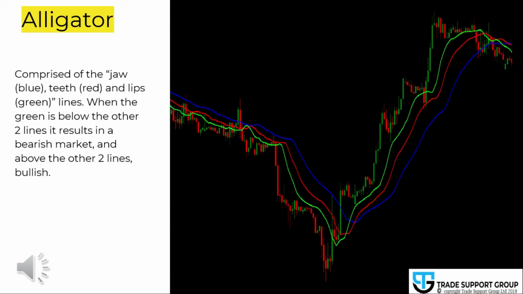In this slide, we look at Bill Williams' famous Alligator indicator. In this picture, it's comprised of a blue jaw, red teeth, and green lips. This indicator follows the ideology that financial markets trend just 15 to 30% of the time, while the other 70 to 85% of the time are sideways ranges.